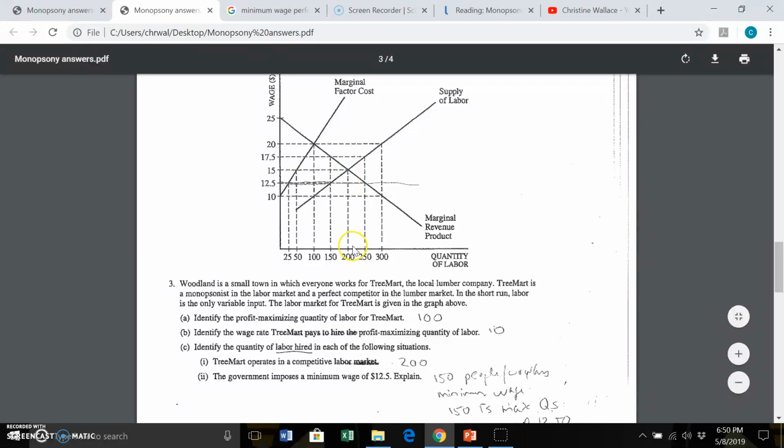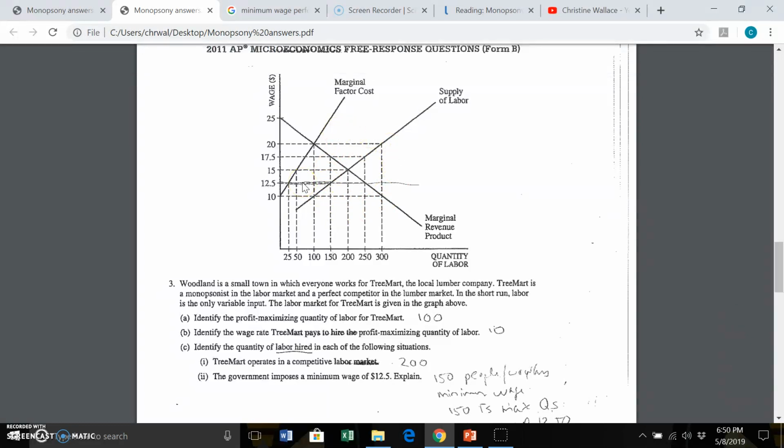Okay, if it was a perfectly competitive market. Keep in mind the perfectly competitive labor market is the entire market. We're not talking about the firm here, right? That's something that you'd only graph if they asked you to do side by side graphing for a perfectly competitive firm. In this case, it would be the whole market.